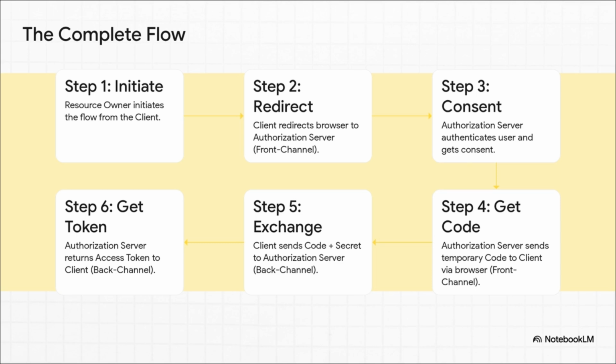Step 5, now things get serious. Yelp uses the secure back channel to send that code plus its own top-secret client secret directly to Google's server. And finally, Step 6, Google verifies everything and sends back the powerful access token, still on that secure back channel. And now, Yelp has the key it needs to access your contacts.